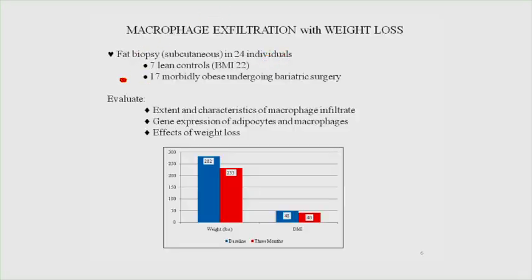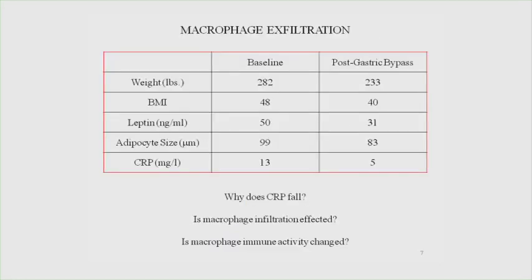7 lean controls, 17 morbidly obese individuals undergoing bariatric surgery. And we're going to evaluate the extent and characteristics of the macrophage infiltrate, the gene expression of the adipocytes and the macrophages, and what effects of weight loss. Well, they undergo bariatric surgery and they lose 50 pounds, which is similar to what our patients achieve with 3 rounds of our HCG program. So 50 pounds is a pretty good surgical result. And their weight falls from 282 to 233. Their BMI falls 8 points.